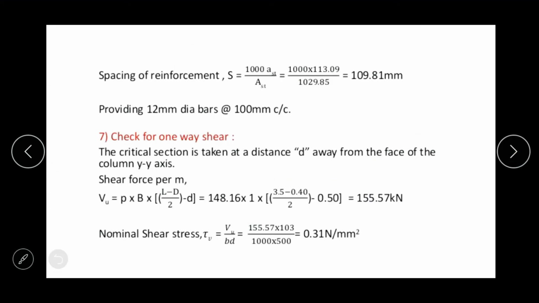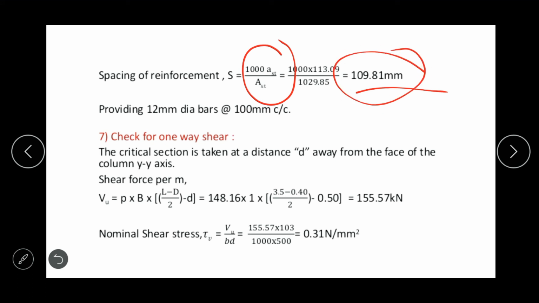Now the spacing in between the reinforcement can be calculated by this formula, that is 1000 ast divided by Ast, that is equal to 109.81 mm. So this is the maximum spacing in between the reinforcement. So provide 12 mm dia bars at the rate of 100 mm center to center.